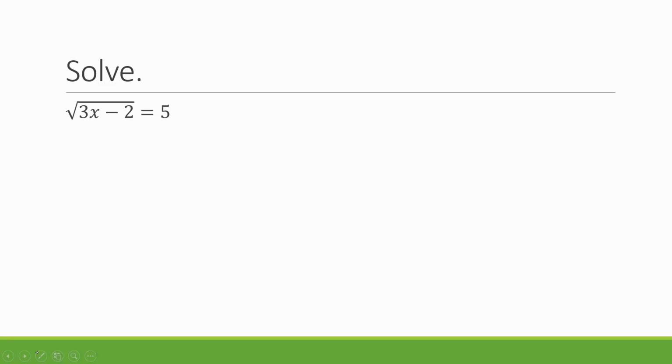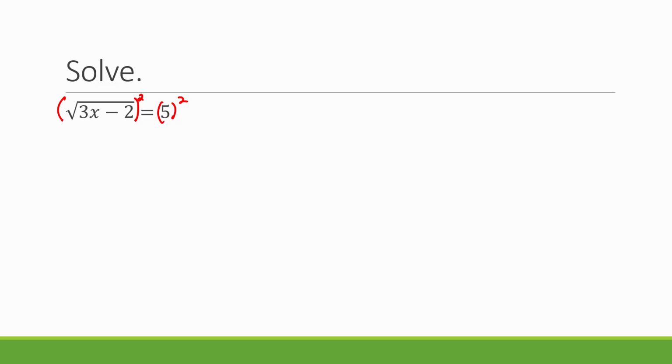All right, so this first example, we want to solve the equation of the square root of 3x minus 2 equals 5. So as you can see, we already have the radical isolated to one side of the equation. So now let's square both sides because we're taking the square root of 3x minus 2. So to get rid of that square root, we're going to use the exponent square. We're going to square both sides.